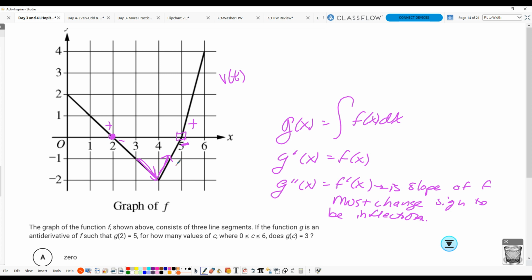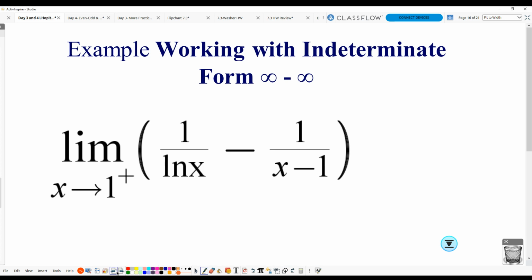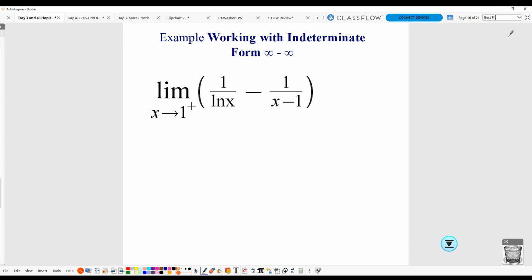Okay, sorry. So moving on to the excitingness of today. Indeterminate form, infinity minus infinity. The worksheet from yesterday, the answer key is posted, and there's definitely some spaces that were very cramped. I apologize.